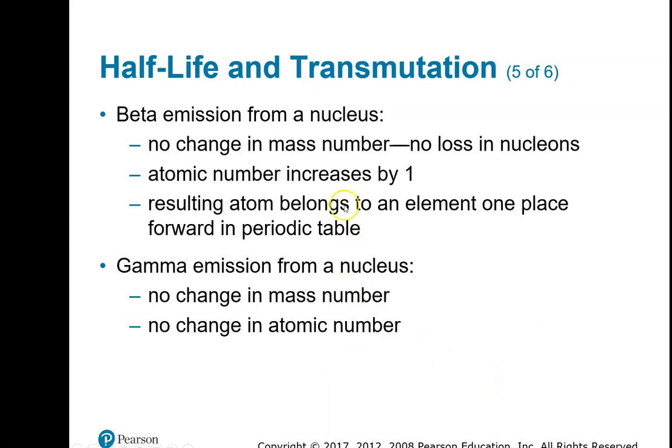All right, let's go on to the beta emission from a nucleus. You have no change in the mass because the electron is basically considered, it's so small compared to a proton or a neutron that there's no nucleon that's lost. But the atomic number increases by 1. So if an atom undergoes a beta decay, that atom becomes the next atom on the periodic table, right?